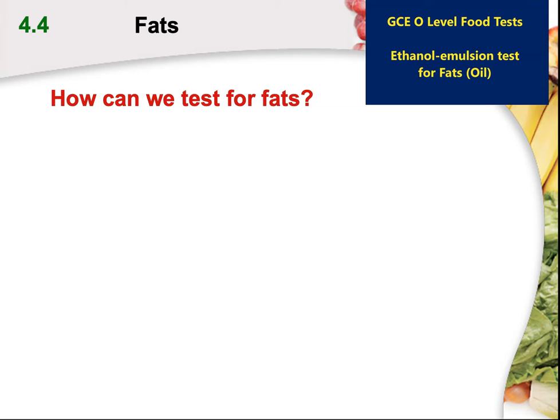Okay, so the next test that we're going to be looking at is the test for fats. If you remember, fats are made up of one glycerol molecule attached to 3 fatty acid chains. These 3 fatty acid chains and the glycerol molecule are chemically bonded together. So how do we test for fats? We'll watch the video first and then we will fill in our notes, okay?